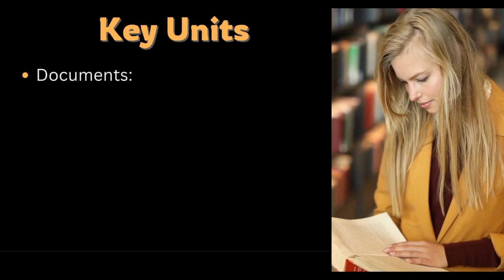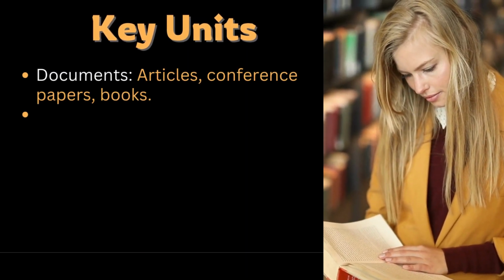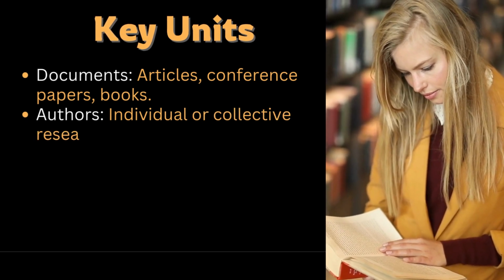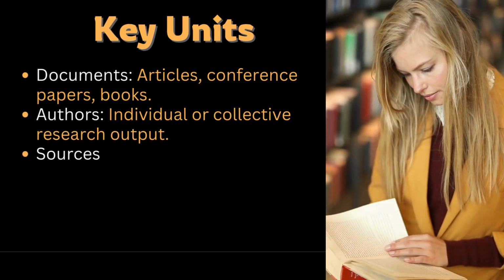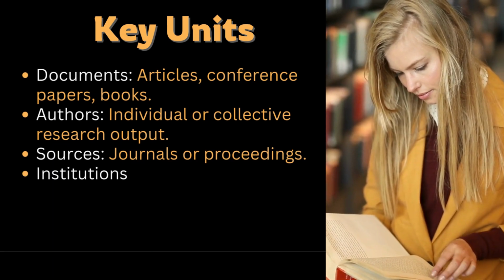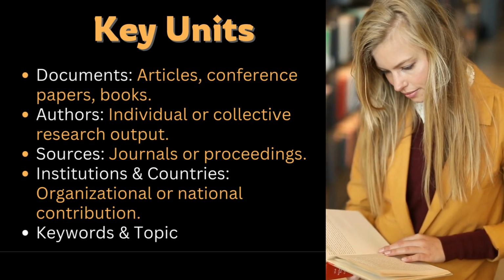These are the key units of bibliometric analysis: the documents, which are articles, conference papers, books; authors, individual or collective research output; sources, journals or proceedings; institutions and countries, which includes universities or countries; keywords and topics, emerging or dominant themes.